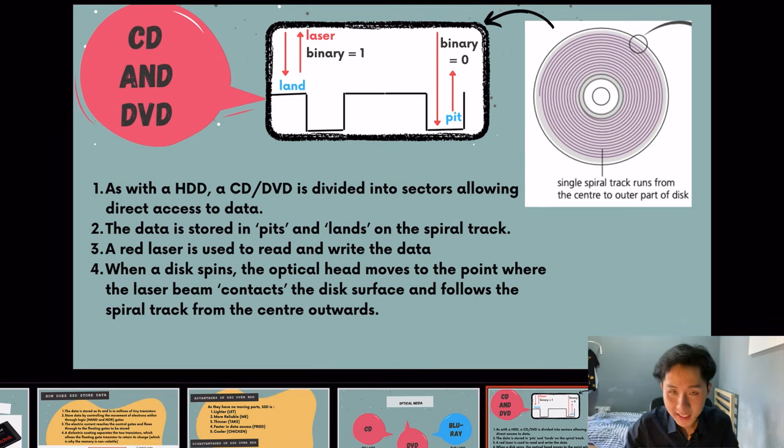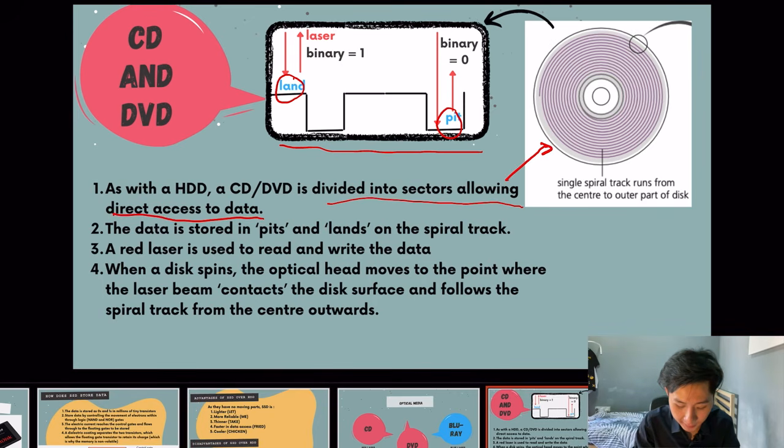How the CD works, how they store the data 0 and 1, is via the concepts of land and pit. So imagine this is the surface of the CD, and the surface will contain some of what they call the land, which is the upper area, and also the pit. And as with a HDD, a CD is divided into sectors like this for direct access to data.